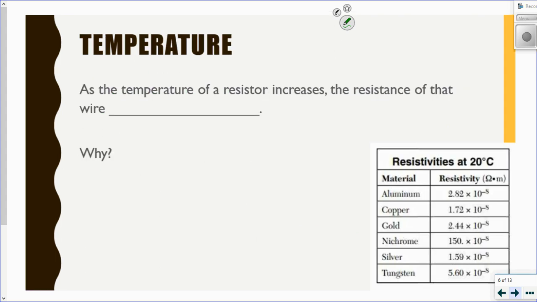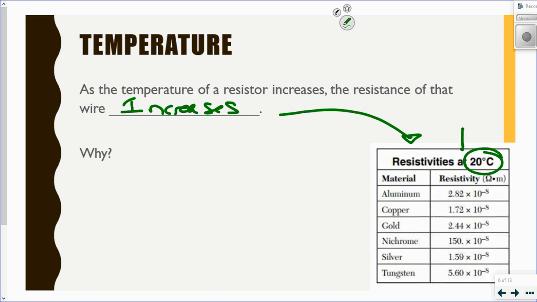Now there's another interesting point we haven't talked about with resistance, and that's temperature. And some of you saw this in your labs. As the temperature within a resistor increases, the resistance of that wire is also going to increase. So notice back in our chart in your reference table that all these resistivities based on the material are set at 20 degrees C. That's because these numbers will vary if I change that temperature. If I increase the temperature, that resistivity is going to go up.